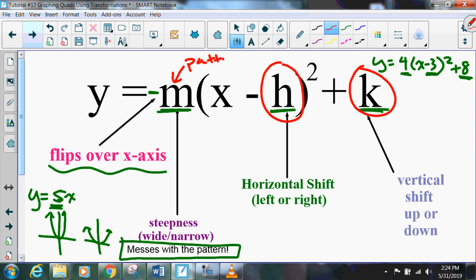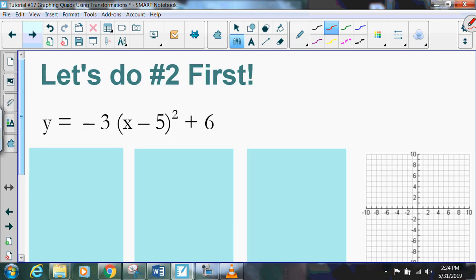So we're going to be using this knowledge to graph quadratics today in a different way than we did last time when quadratics were in standard form. So let's try. Here we go. We're actually going to do number 2 first. Number 2 looks more difficult, but it might actually be a little easier for us to start with.